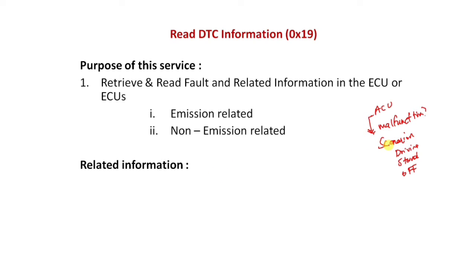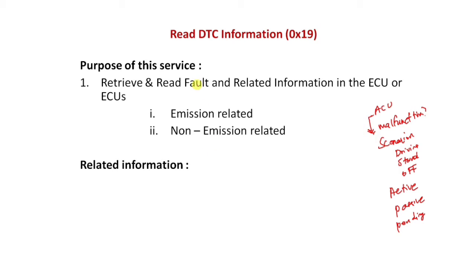So the fault occurred, and also whether the fault is active or not. If it is passive, it means historic, and when it became historic. And whether it is pending or not, meaning maybe after some cycles it will become active and may become severe. We will discuss these things, but as of now, understand that related information means the fault scenario, the occurrence of the fault, the fault status, and again the aging counter of the fault. Everything comes under related information.